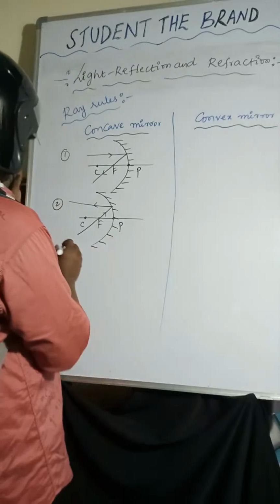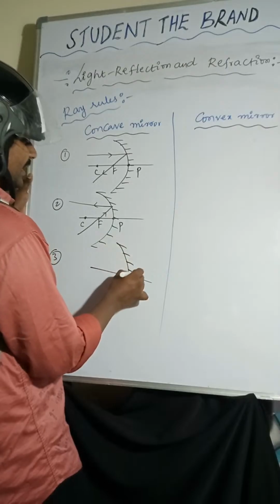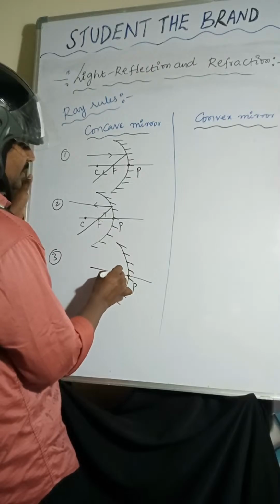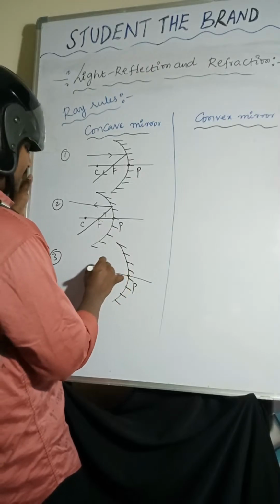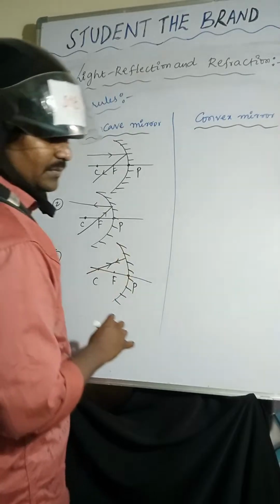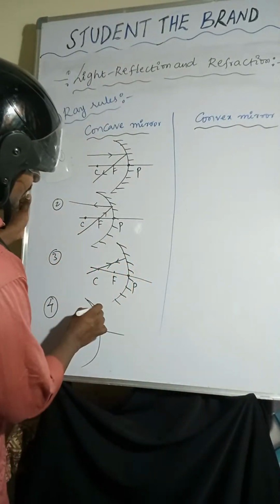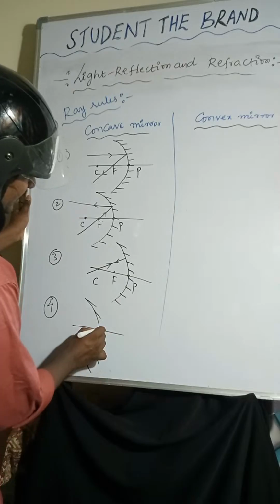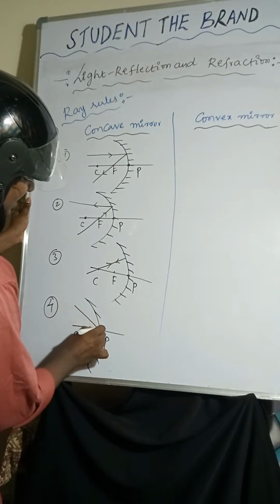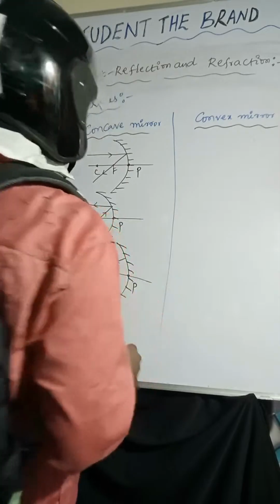Coming to the third one. Here the light ray is passing through the center of curvature, and it reflects back along the same path. And coming to the fourth one, the light ray is incident at the pole. Pole, focus, center of curvature. The light ray incident at the pole reflects back. So these are the four ray rules.